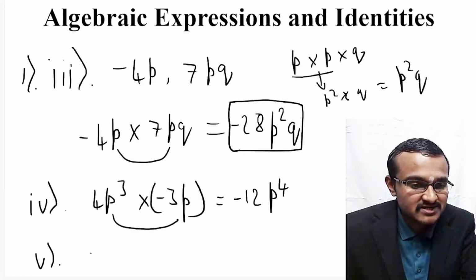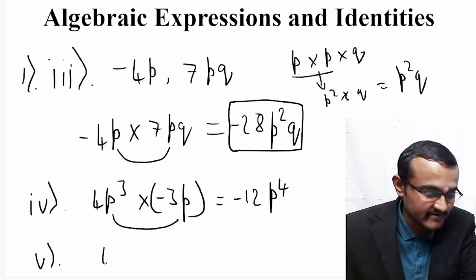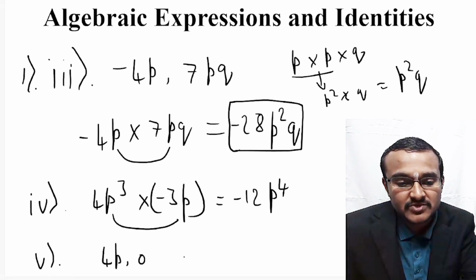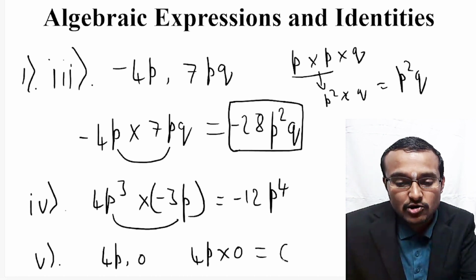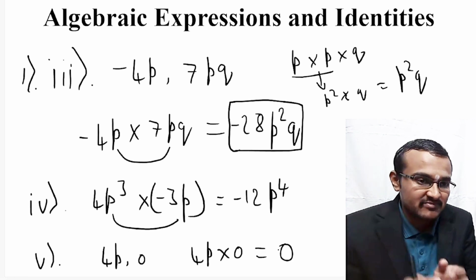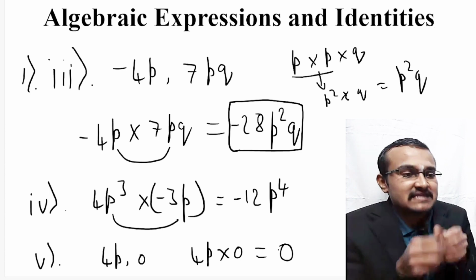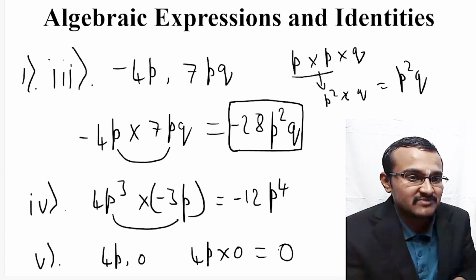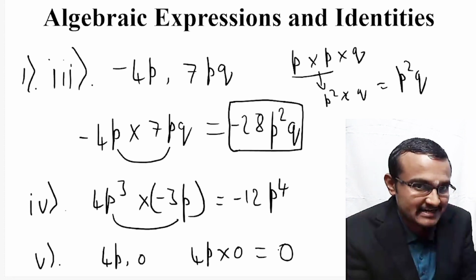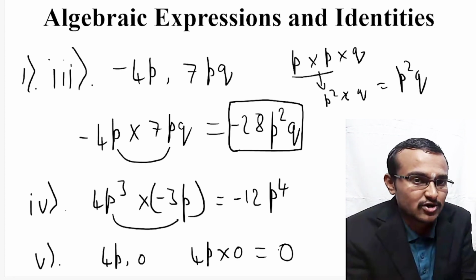Coming to the fifth question in this first question, they have given 4p comma 0. Whenever you multiply anything with 0, it will always be 0. That means you are multiplying with something which is not there at all. So whenever you perform multiplication with something which is not there at all, you will not get a result.